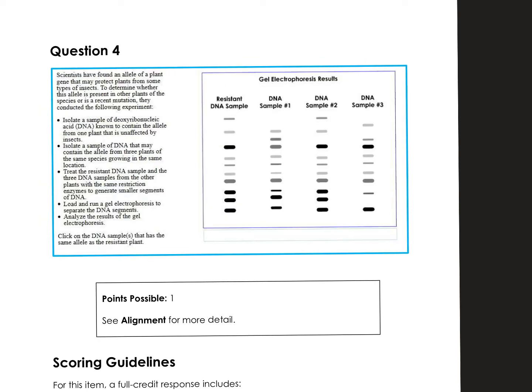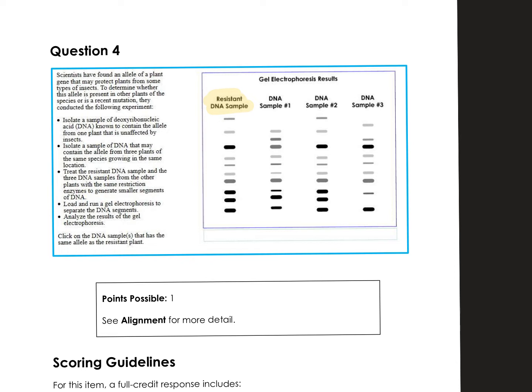When we look at this, the scientists have found an allele of a plant gene that may protect plants from some types of insects. To determine whether this allele is present in other plants of the species or is a recent mutation, they conducted the following experiment. They isolated DNA known to contain the allele from one plant that is unaffected by insects, and that DNA-resistant sample, I think it should be obvious, is listed here since they actually tell you DNA-resistant sample, right? So this is your DNA-resistant sample.